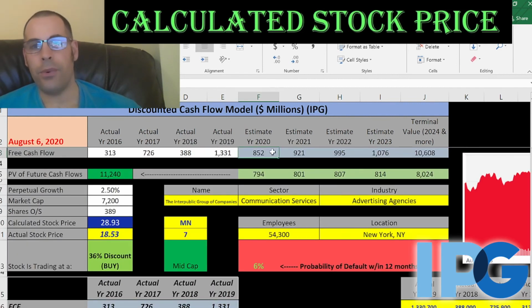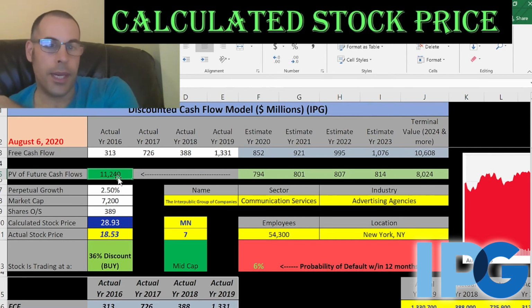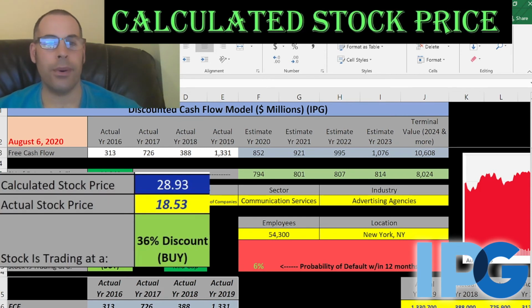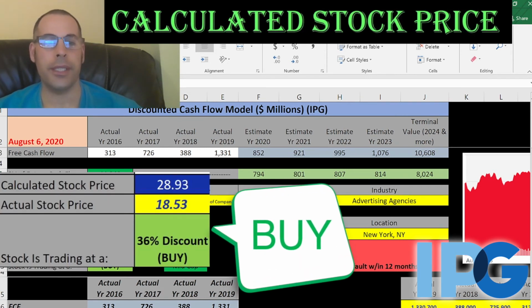We estimated 4 years of future free cash flows. We also estimate a terminal value, which is all cash flows past year 4, that's $10.6 billion. Then we had to discount those numbers back to today's dollars using the weighted average cost of capital. We get a value of the company of $11 billion. We need to divide that number by 389 million shares, and we get an intrinsic stock price of $29. It's trading at $18.50, so it's trading at a 36% discount, so it's a buy according to the model.